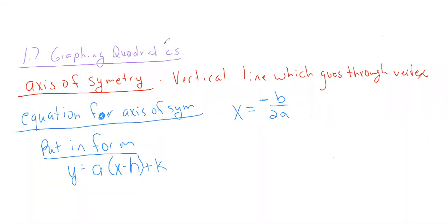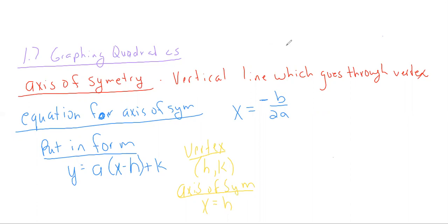Now, there's a few things to know about that form. Number one, the vertex is (h, k). The axis of symmetry in this form is very easy to find. That's the vertex. The axis of symmetry is just x equals h. It's whatever that x coordinate is. There you go.